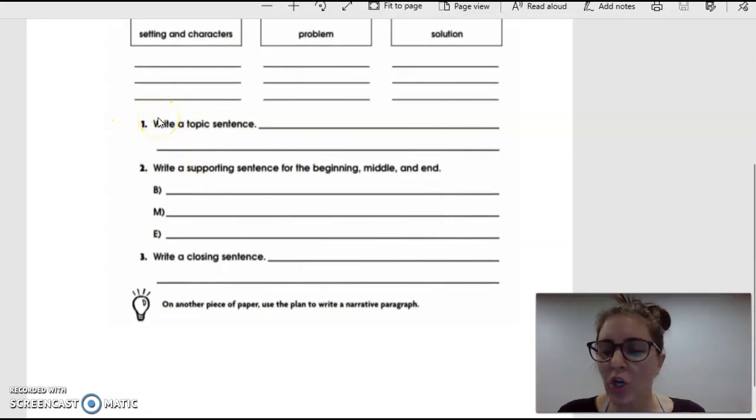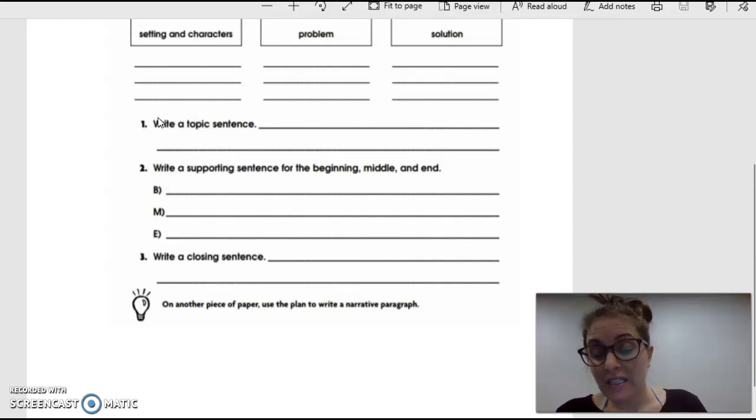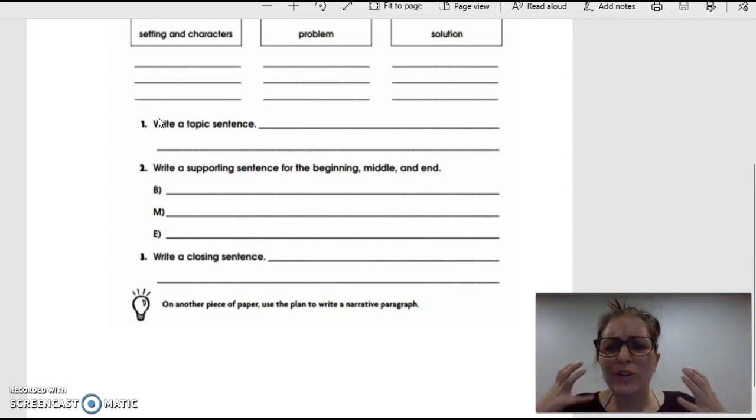Number 1, write a topic sentence. What's a topic sentence? A topic sentence is your first sentence, your big sentence, the sentence that describes where your story is taking place. So let's say, if we're still talking about Miss Vitale going to McDonald's, we can say, Miss Vitale is going to McDonald's because she is really craving a Big Mac. Okay? So that would be the first sentence of my story. Miss Vitale wants to go to McDonald's because she's really craving a Big Mac.